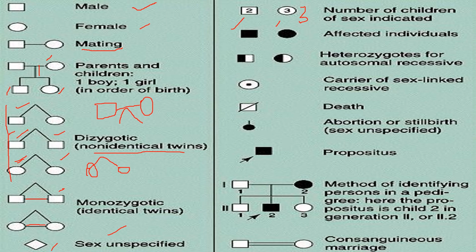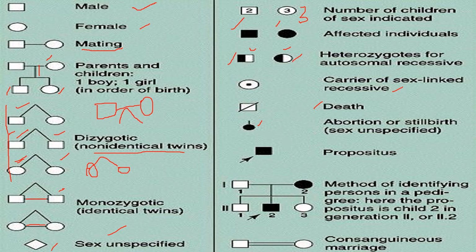If they are half dark and half light, in this case they are heterozygotes for an autosomal recessive character. And if a dot is there in a circle, then it is a carrier for a sex-linked recessive disorder. And if a cross is there, then it represents death. And if the symbol is like this, it represents stillbirth or abortion.